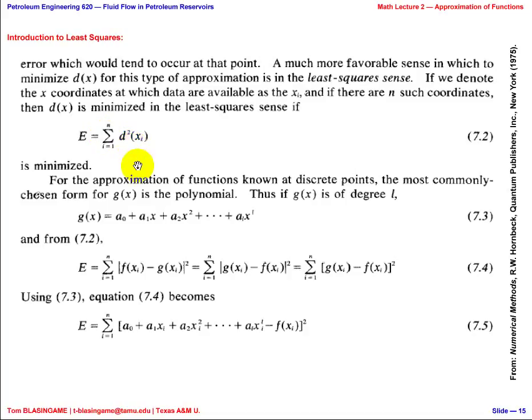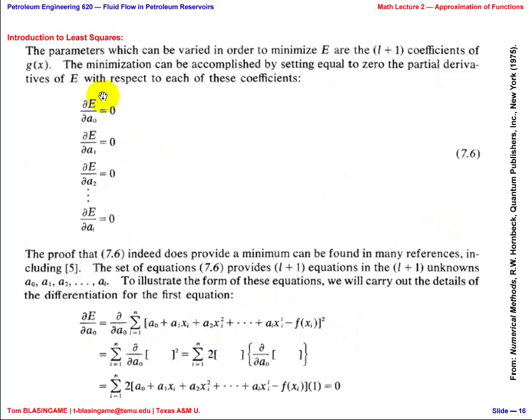Why? Because for a polynomial g of x, a0 plus a1x plus a2x squared, and so on, we substitute that polynomial into this definition, and we're going to get a very nice result. By substituting 7.3 into 7.4, our error looks like this. It's going to be, again, a polynomial. And now we're going to take the derivative of the error function, or the objective function, as it's often called, with respect to each of the coefficients.